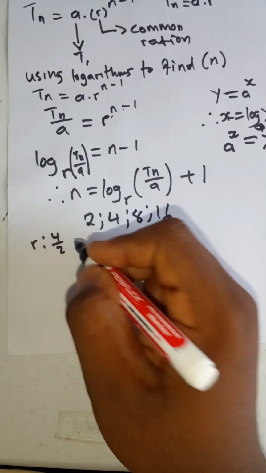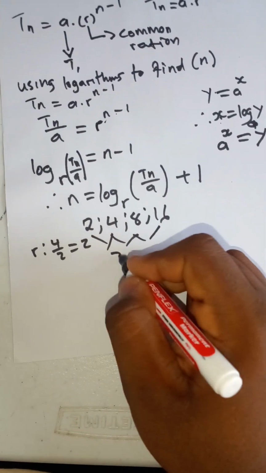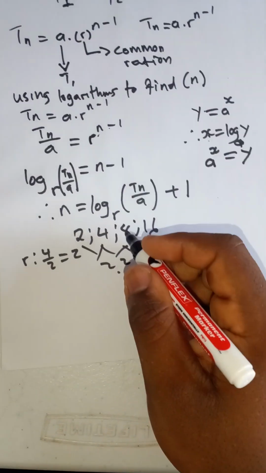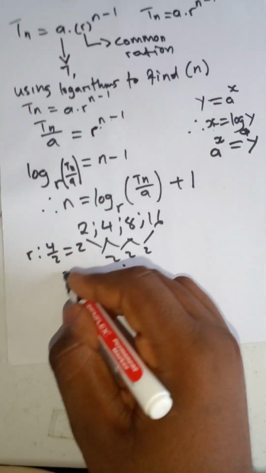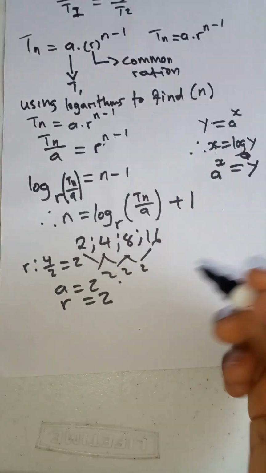4 over 2, which equals 2. So the common ratio throughout is 2, because 8 over 4 is 2. So the ratio is 2. But now let's say we want to determine the general term.